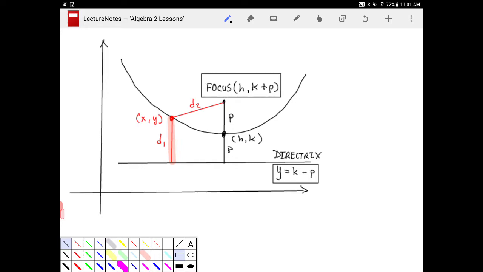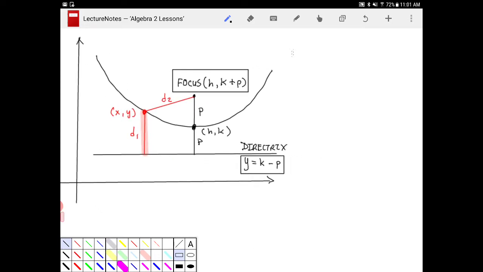Now we're going to come up with equations describing D1 and D2. So D1 is equal to, well, it's just a vertical line. We're going to take the coordinate x comma y and find the distance between x comma y and the directrix. That's just the difference in the y coordinates, so it's y minus quantity k minus p. We're going to do this again for D2. We're going to take the coordinate x comma y, which is a point on the lens, and find the distance between that and the focus.